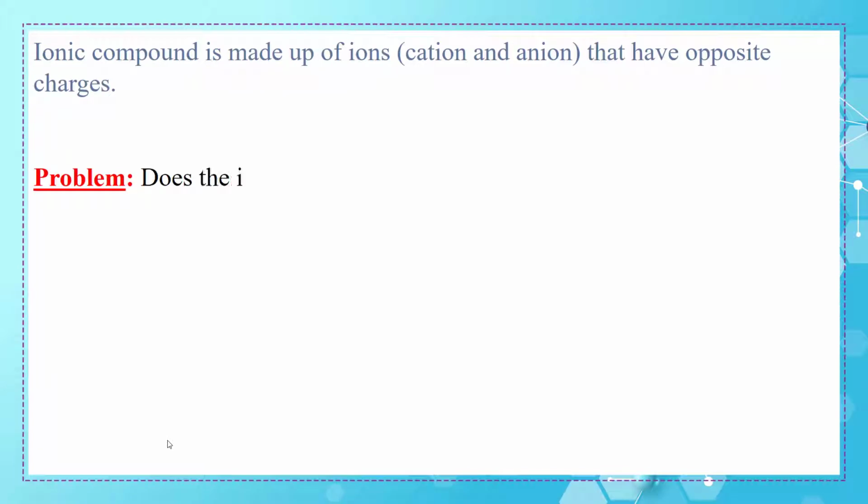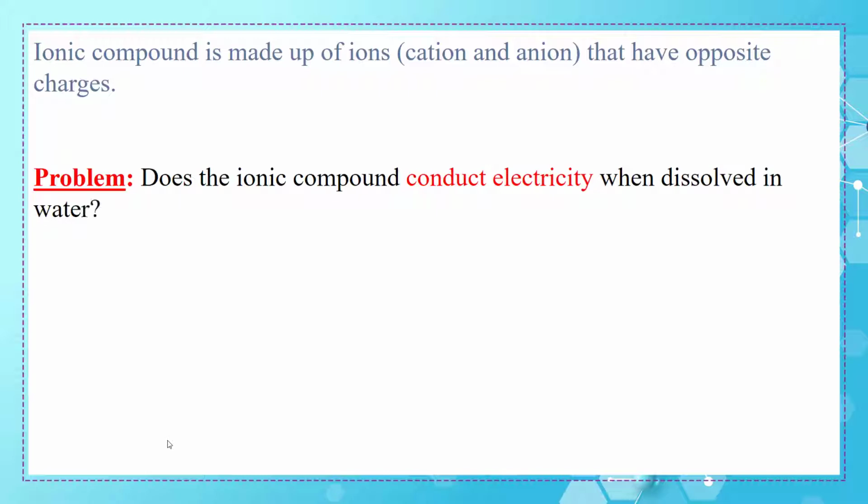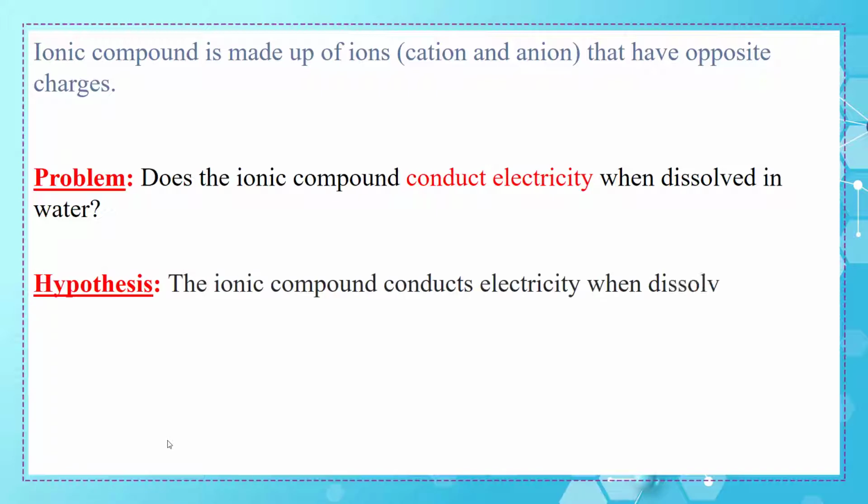What else? An ionic compound is made up of ions. Don't forget, it's made up of cation and anion that have opposite charges. A problem: does the ionic compound conduct electricity when dissolved in water? A very interesting question. So who can predict a hypothesis to answer this problem? Hypothesis: the ionic compounds conduct electricity when dissolved in water. But can we say that this is a fact? To check our hypothesis, we are going to make an experiment.